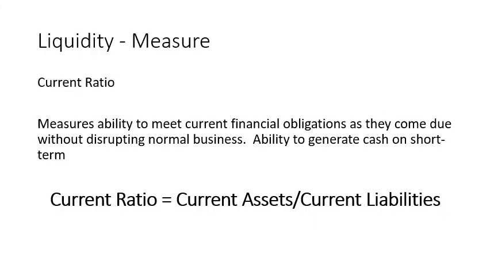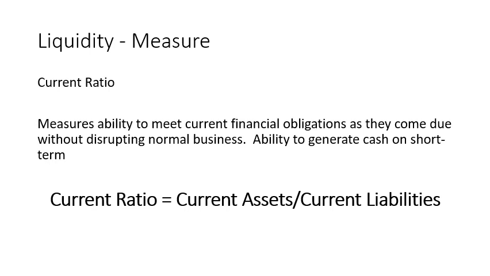So let's quickly touch on a couple of ratios that you can calculate from your balance sheet. One is the current ratio, and that measures the ability of the business to meet its financial obligations as they're coming due without disrupting the business. So it looks at your ability to generate cash in the short run. And the current ratio is just the ratio of your current assets, or your short-term assets, divided by your current liabilities, your short-term liabilities.